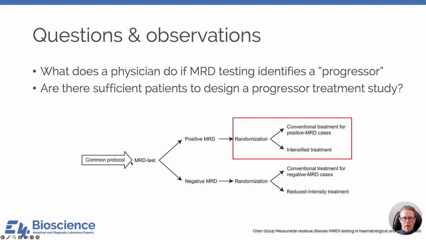There's a common protocol where there's an MRD test. You bin these into MRD negative or MRD positive. For MRD negative, this is kind of where our current study ends. But for those that are positive, they would go into another randomization event, and then some have intensified treatment and some have conventional treatment, and we'll see where the outcome goes. But obviously testing is going to be the requirement to be able to include these patients in this study.